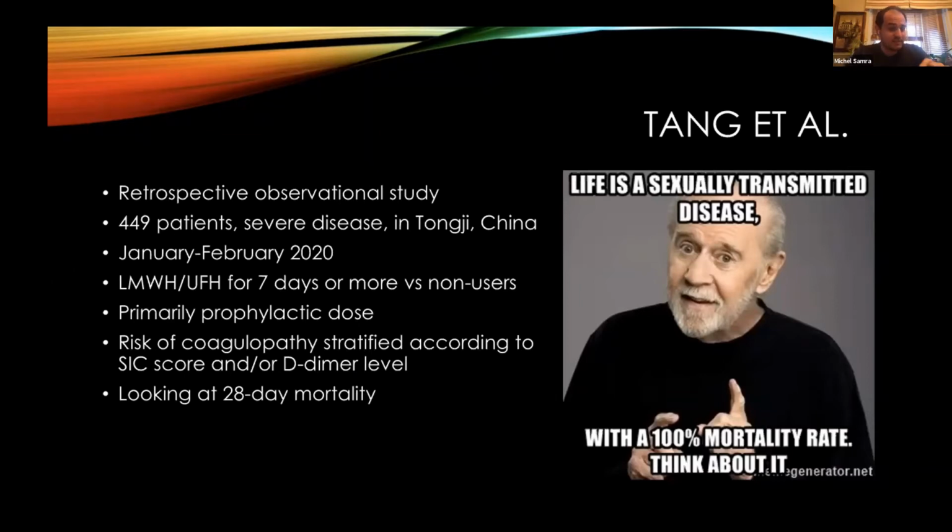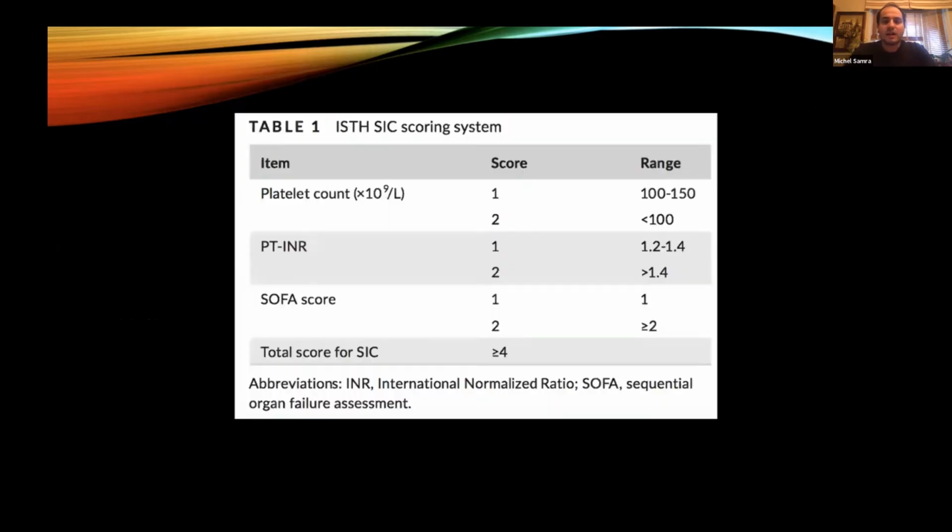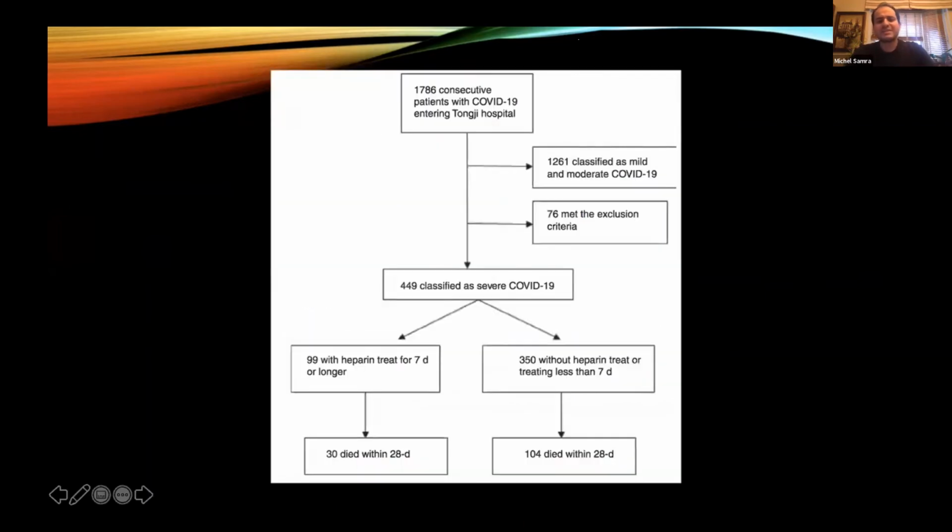The SIC score is a sepsis-induced coagulopathy score, and they were looking at 28-day mortality. So I included the actual SIC scoring, and essentially you can see that it takes into account platelet count, their INR, and also the SOFA score, which is what we use to give a marker of the severity of sepsis. So they were really trying to stratify things according to disease severity. This is how they broke down the patients. It's not particularly important for us because we'll go into the other one in more detail.